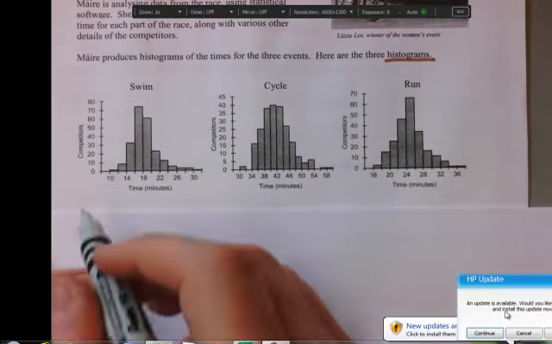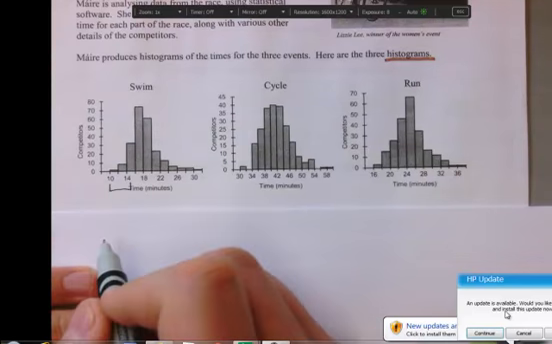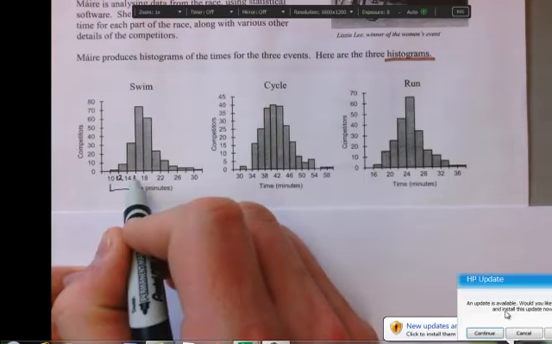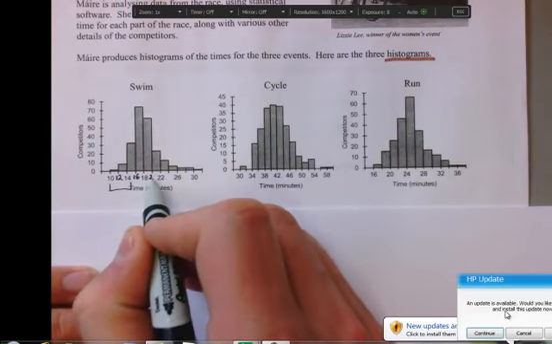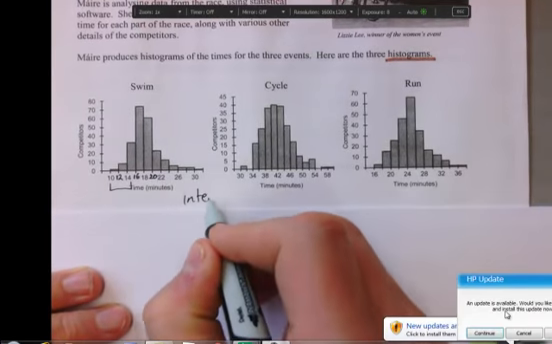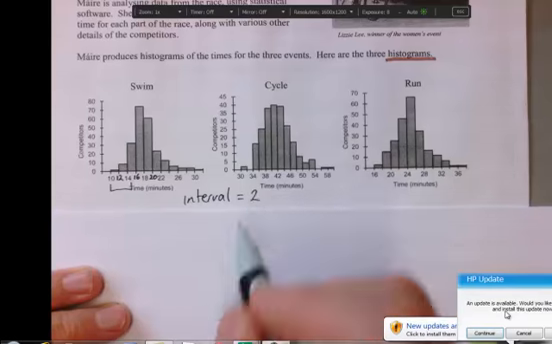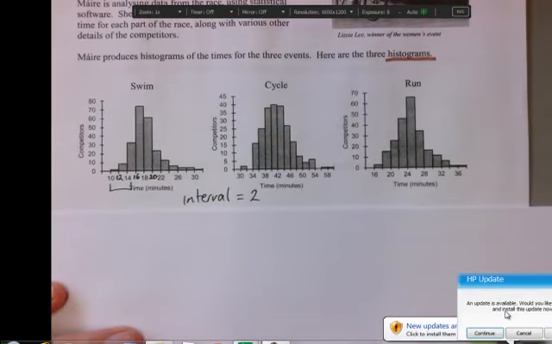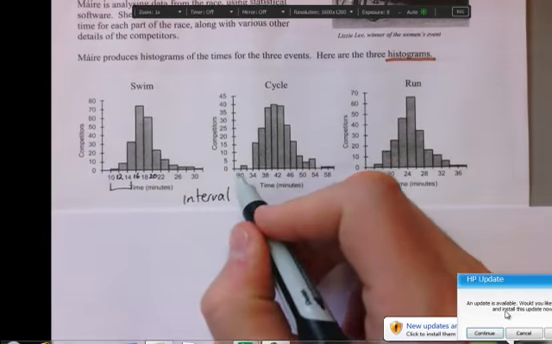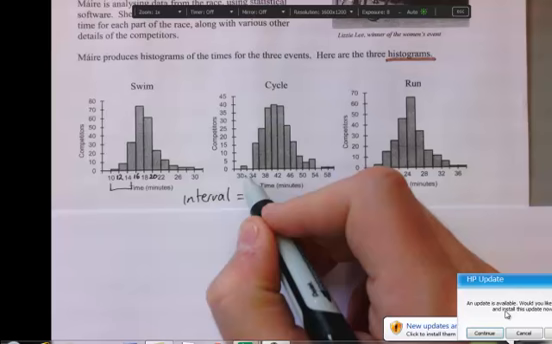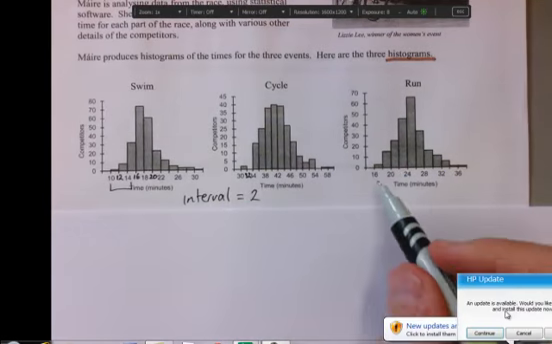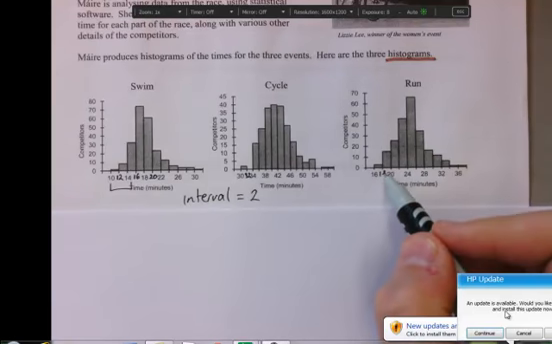The interval here, it does go 10 to 14, but what you're expected to see there is there's a 12, a 16, a 20. So each interval is actually equal to 2. And if you have a look across at the cycle histogram, the same thing is happening. So you've got 30 to 34, and then this little gap in here is 32. So the interval for all the histograms is 2. You can see there's your 18.